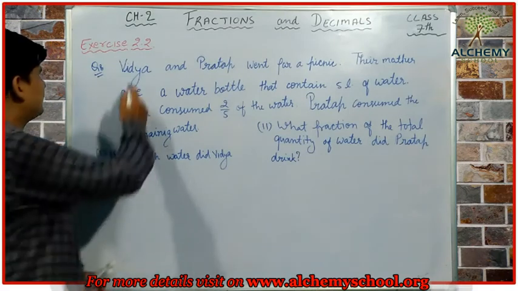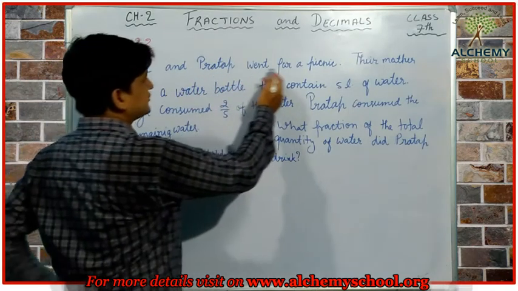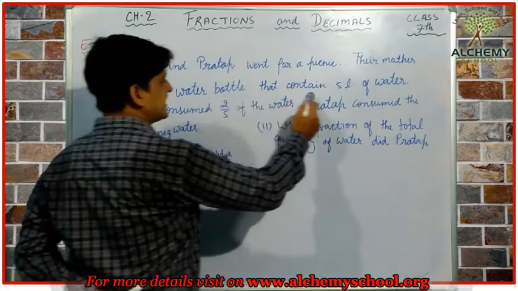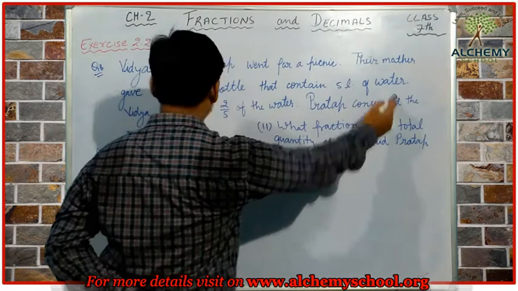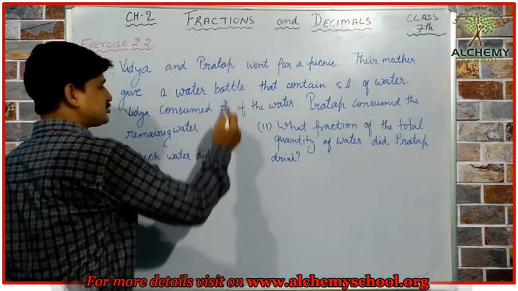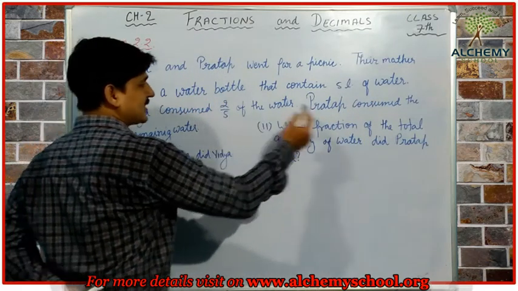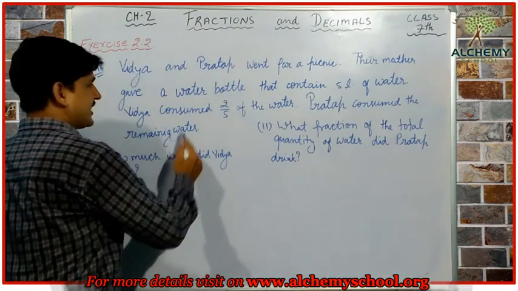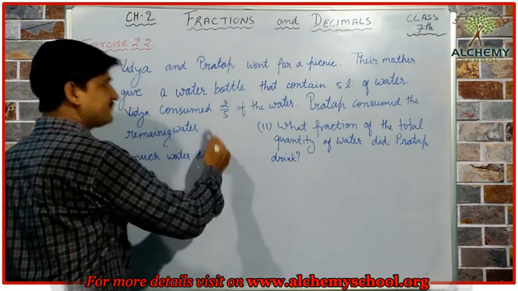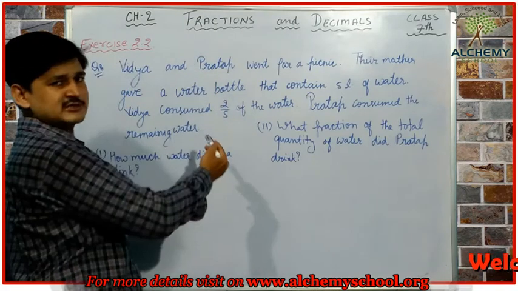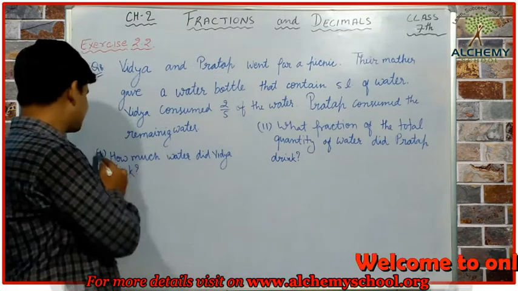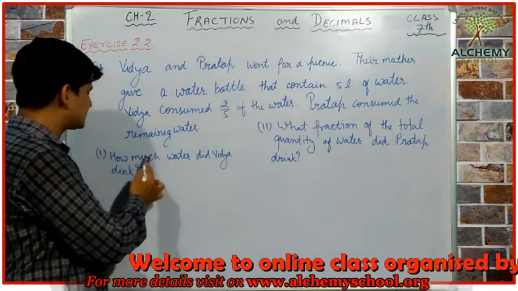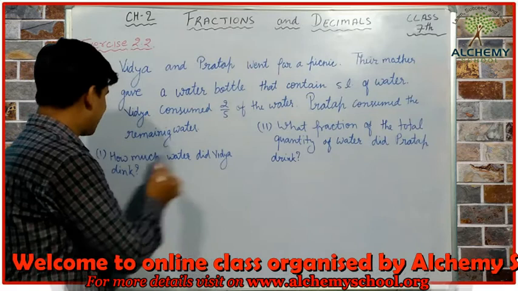The question is: Vidya and Pratap went for a picnic. Their mother gave a water bottle that contained 5 liters of water. Vidya consumed 2 upon 5 of the water. Pratap consumed the remaining water. Okay, these are the information given here, and on the basis of the given information, we have to find the answers for two different questions. The first question is, how much water did Vidya drink?